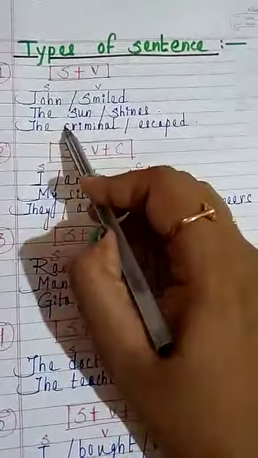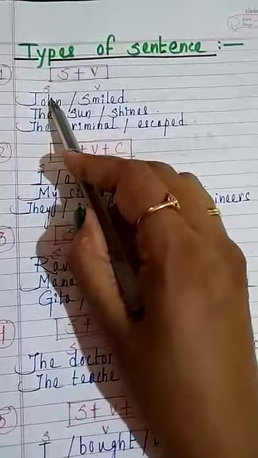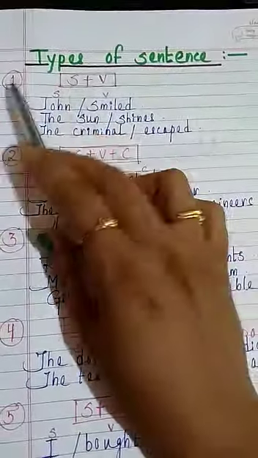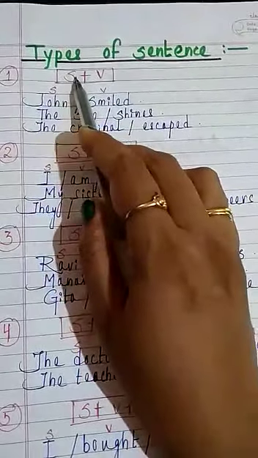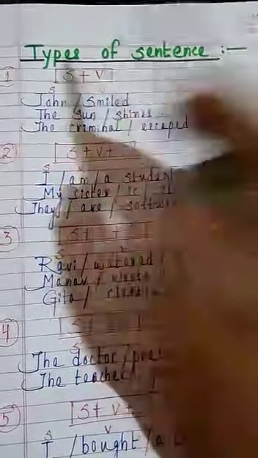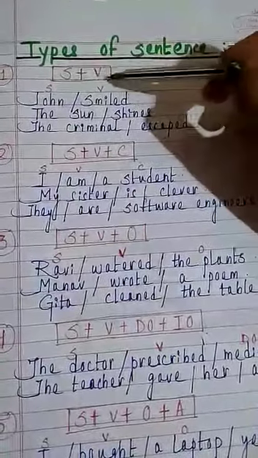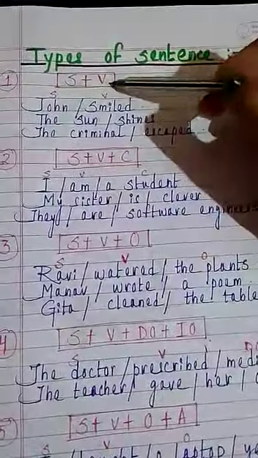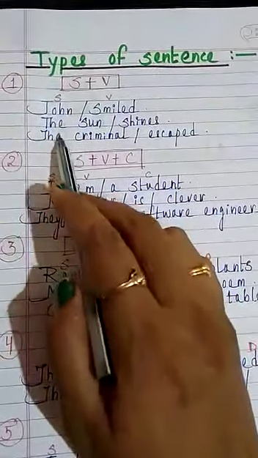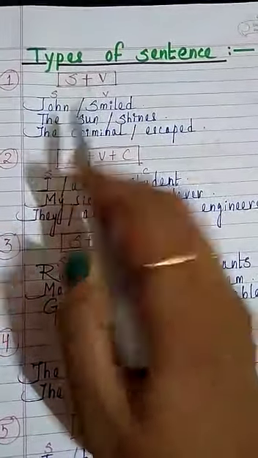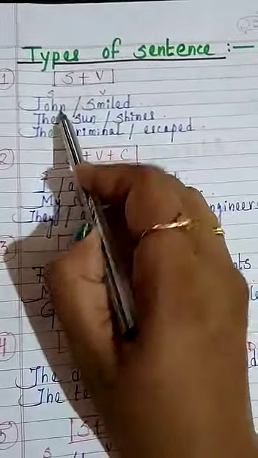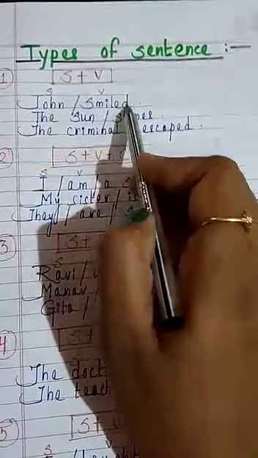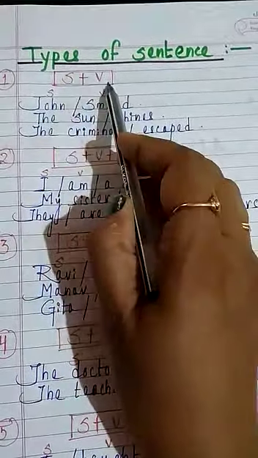So in all these sentences, one subject is present and one verb is present. So here the first case is the subject plus verb. In this case the sentence has only subject plus verb. Look at the examples. In all three examples there is only one subject and one verb, and by this you can also make a sentence by using the subject plus verb.